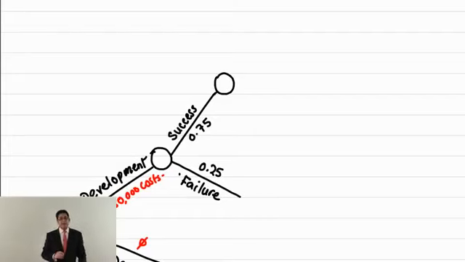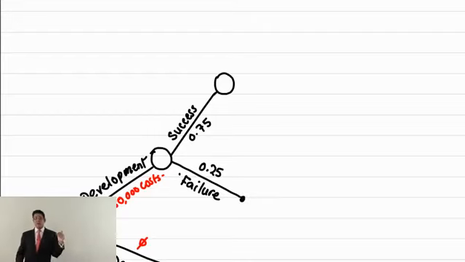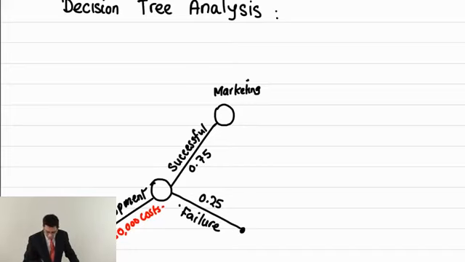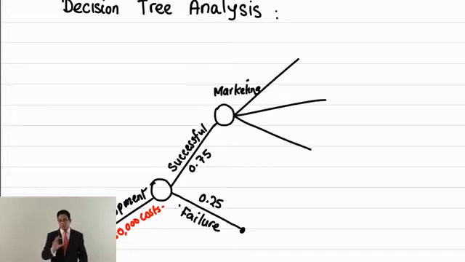Because remember, if the development fails, then again another dead end. We can't go any further, full stop. But if development is successful, then only we can do the marketing. So this circle represents our marketing results. That if we market the product, one of the three things may occur. One of the three things.